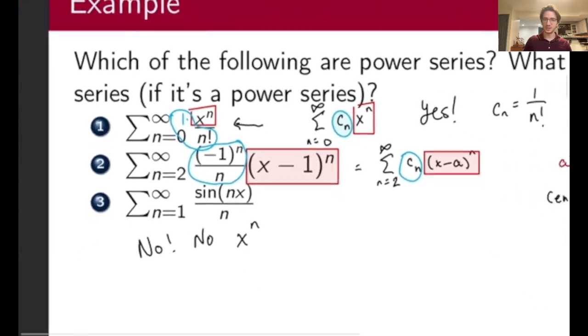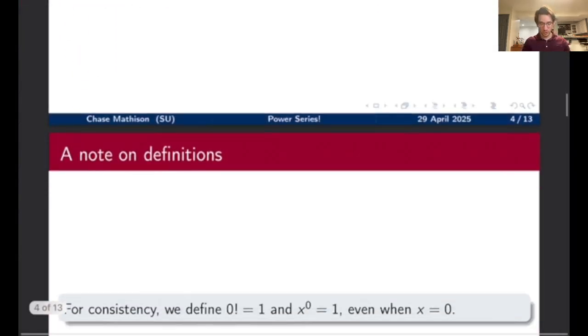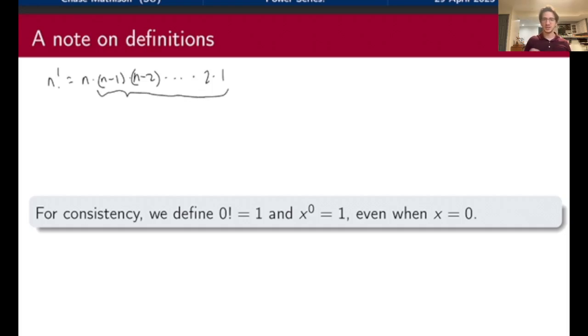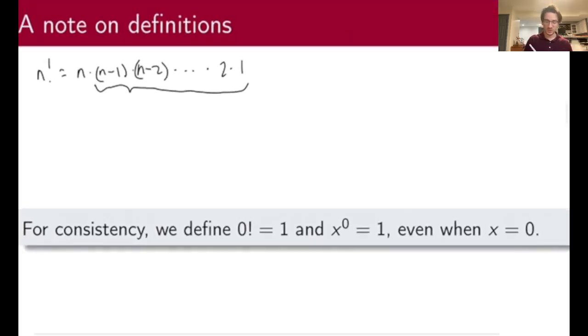Shouldn't that blow things up? And no, it doesn't. So as a reminder to everybody, n factorial is defined to be n times n minus 1 times n minus 2, and so on, all the way down to 2 times 1. You might notice that within this definition is n minus 1 factorial. So another way to define n factorial is sort of recursively. N factorial equals n times n minus 1 factorial.